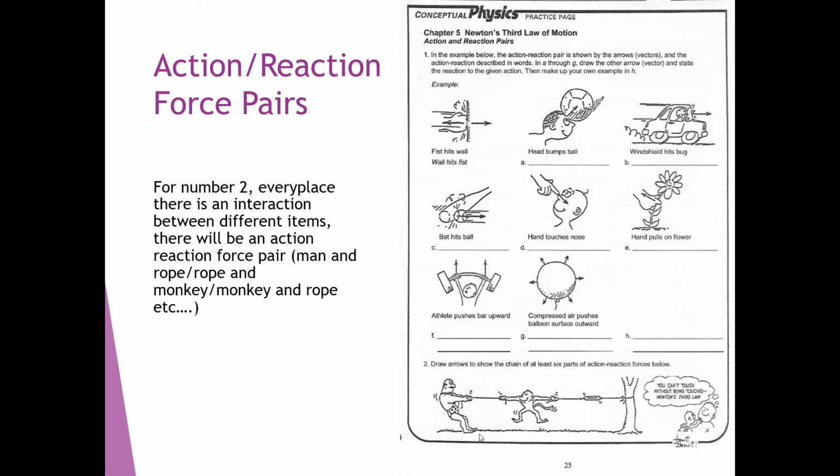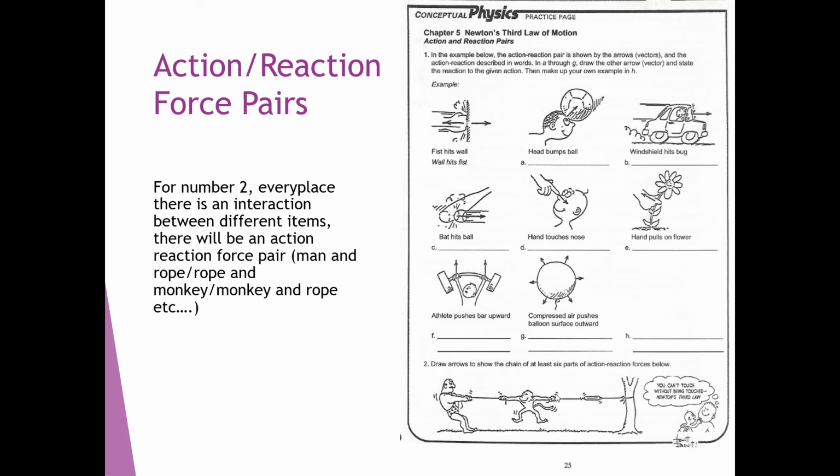Actually for number 2, every place there is an interaction between different items, there's going to be an action-reaction pair, and you can draw little arrows here. So where the man's hand meets the rope, there's going to be a pair there. Where the rope meets the monkey's hand, there's going to be a pair there. And then on the other side of the monkey's hand touching the rope, you're going to have another pair, and you're going to have a couple more.